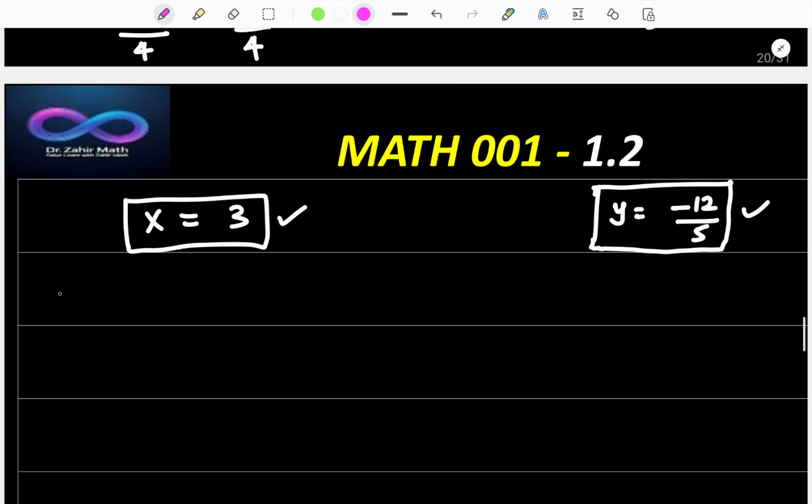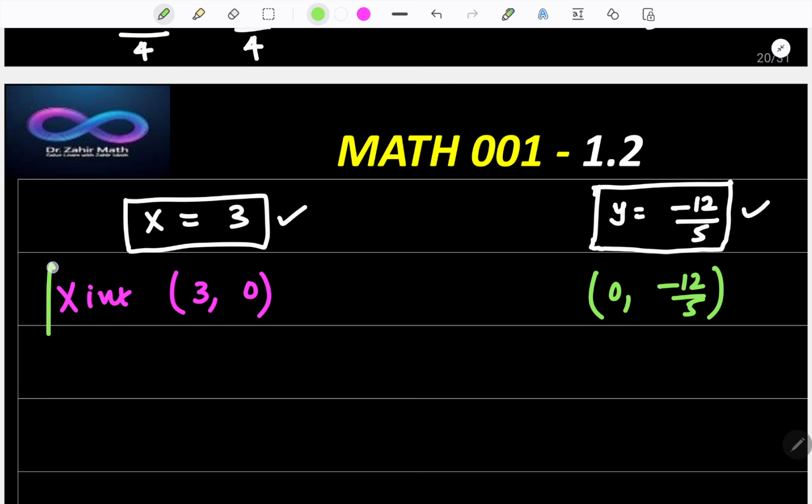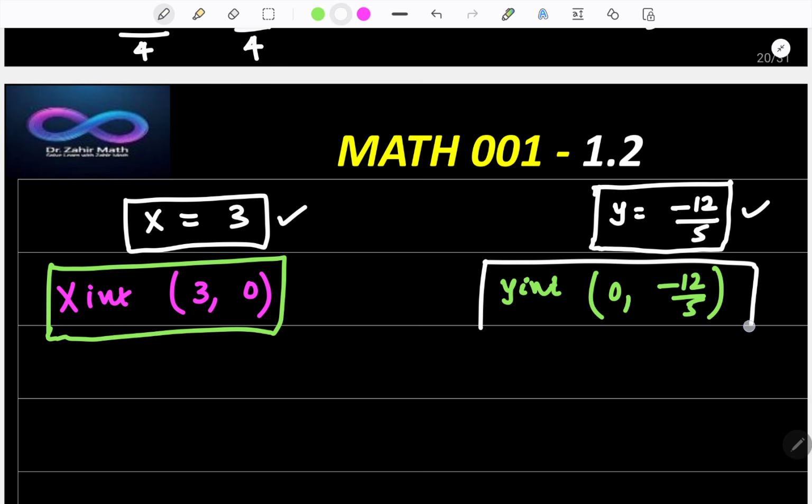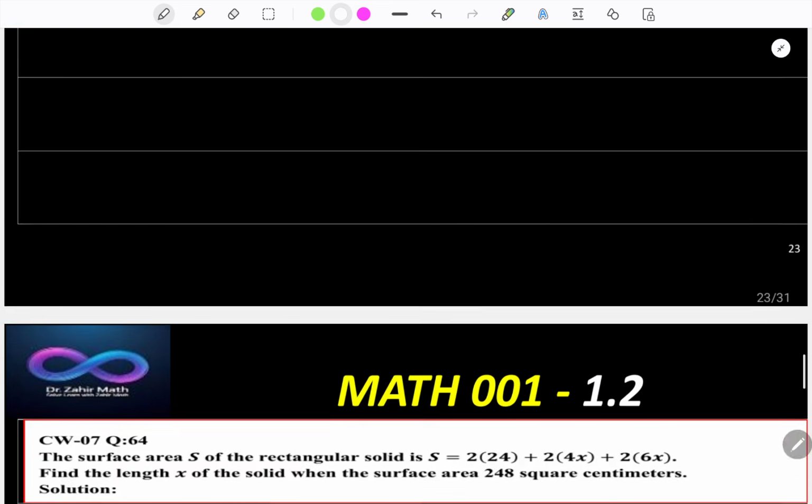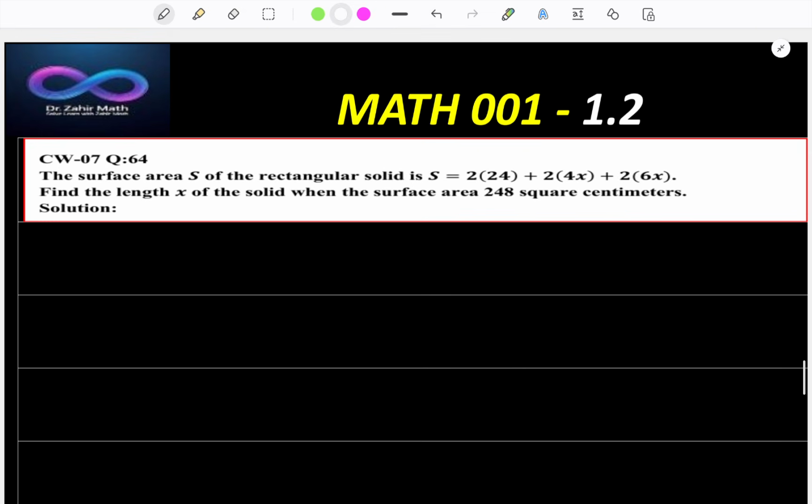So here the x-intercept is x equal to 3, y equal to 0. Here the y-intercept is x equal to 0 and y equal to negative 12 over 5. So this is the x-intercept and this is the y-intercept. Clear? So the x-intercept, y-intercept is over. Very, very important. Please study very well. Right, let's go to the next one, the application question.